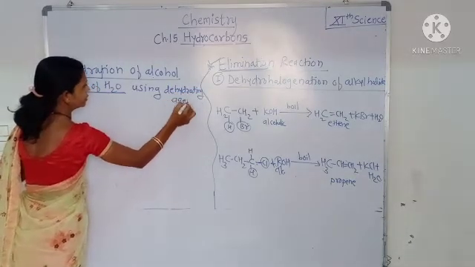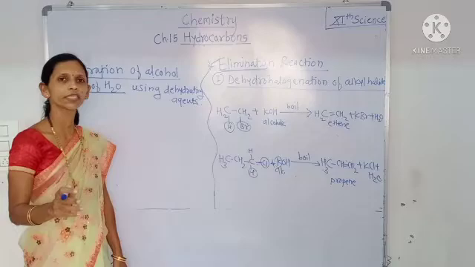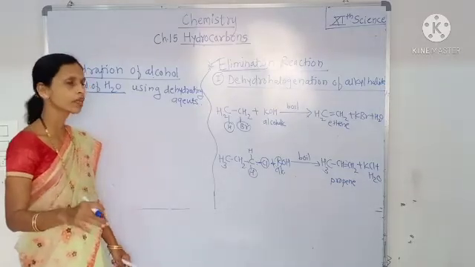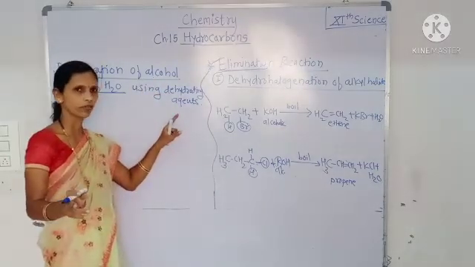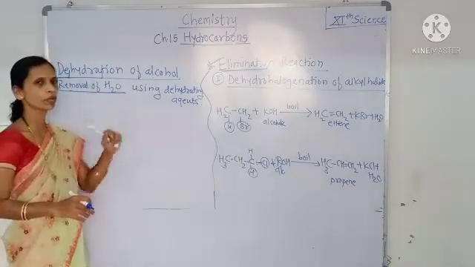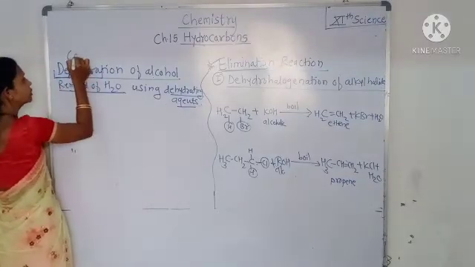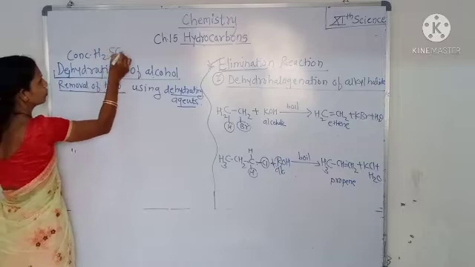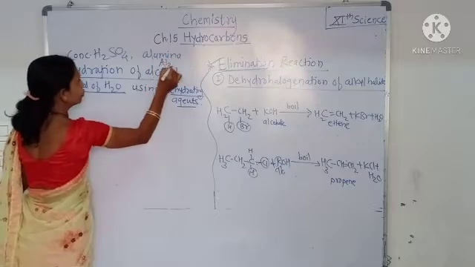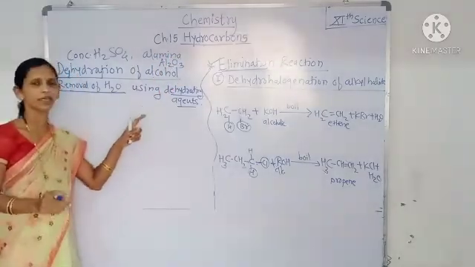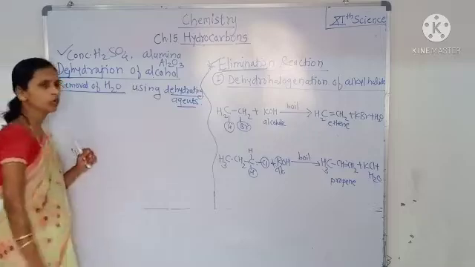Dehydrating agents, as reduction takes place using a reducing agent, oxidation takes place using an oxidizing agent. Similarly, here to carry out the dehydration of alcohol, dehydrating agents are required, and to carry out the dehydration of alcohol, different types of dehydrating agents are used, that is concentrated H2SO4 and alumina, that is Al2O3, like dehydrating agents are used to carry out the dehydration of alcohol.